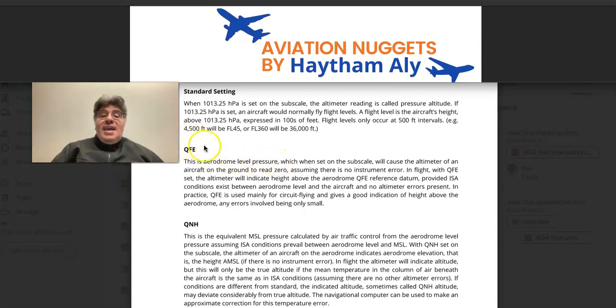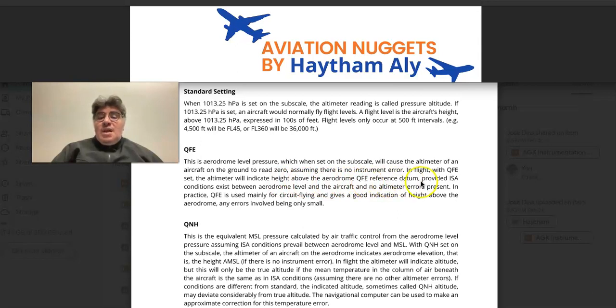Again, QFE is the aerodrome level pressure, which when set on the subscale will cause the altimeter of an aircraft on the ground to read 0, assuming there is no instrument error. In flight with QFE set, the altimeter will indicate height. QFE related to height. So again, in flight with QFE set, the altimeter will indicate height above the aerodrome.